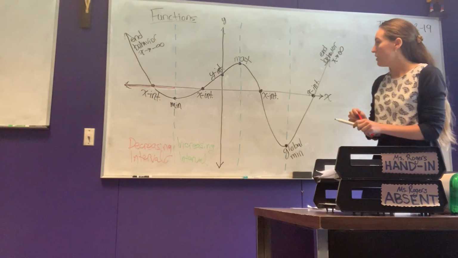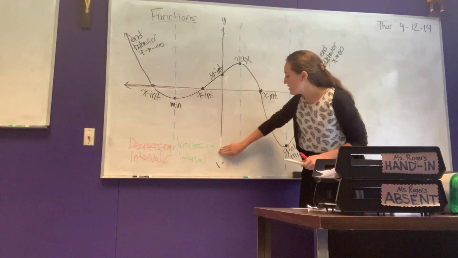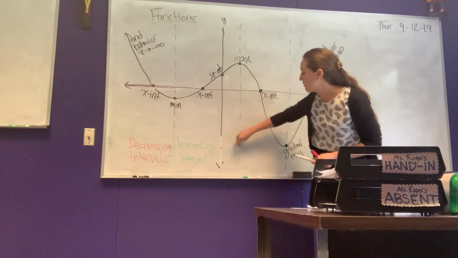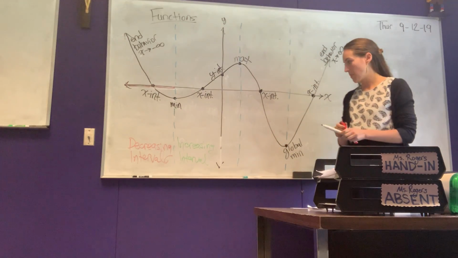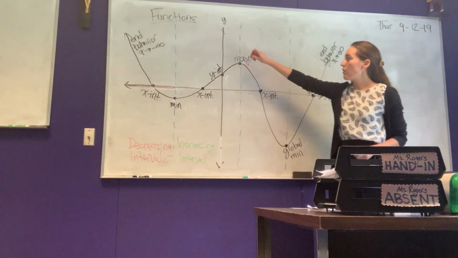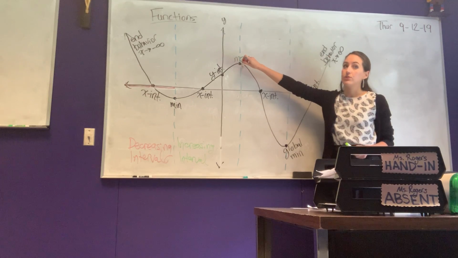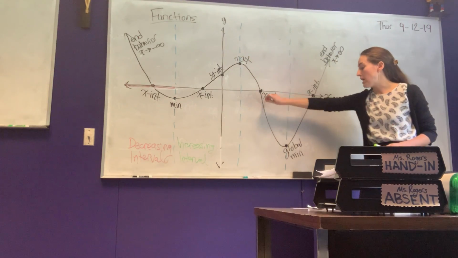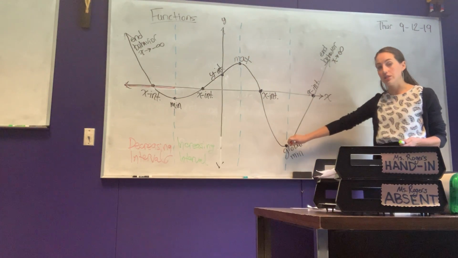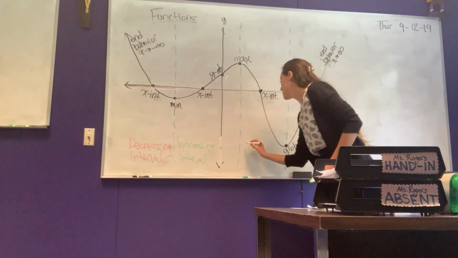Nice job. It doesn't stop here, right? That increasing interval is going all the way over to this blue dotted line. Okay, now we're continuing reading left to right. From this maximum down to this minimum, am I increasing or decreasing? I think you're decreasing. Decreasing.